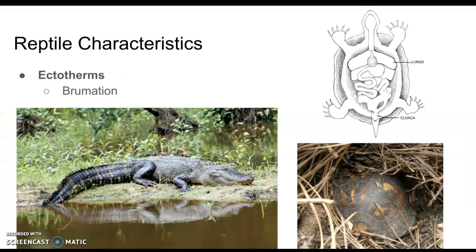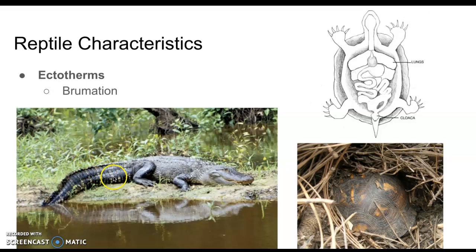Another interesting thing about reptiles is that they're also ectotherms. So that means, remember, that they don't control their body temperature. However, you notice here this alligator is sunning. Sometimes you go to water systems and you see turtles laying in the sun. You see alligators laying in the sun. That's because they are getting the warmth from the sun because they're ectotherms.